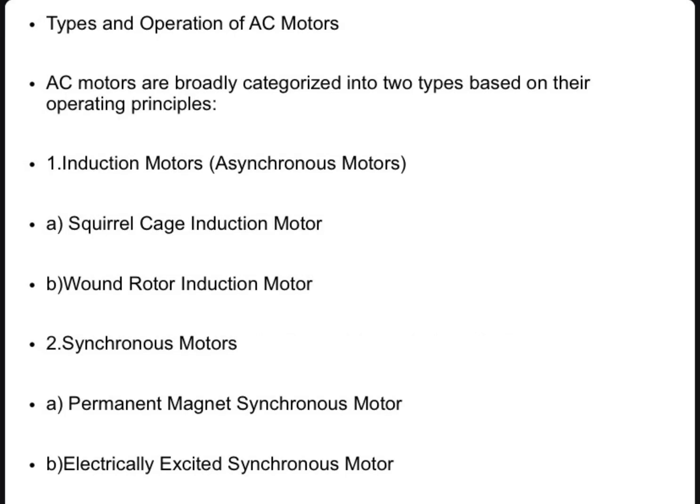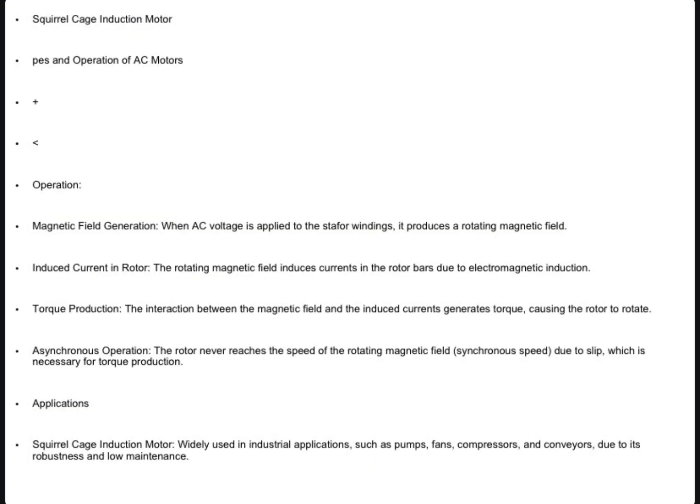Types and operation of AC motors. AC motors are broadly categorized into two types based on their operating principles. 1. Induction motors. A. Squirrel cage induction motor. B. Wound rotor induction motor. 2. Synchronous motors. A. Permanent magnet synchronous motor. B. Electrically excited synchronous motor. Squirrel cage induction motor. Construction and operation of AC motors.